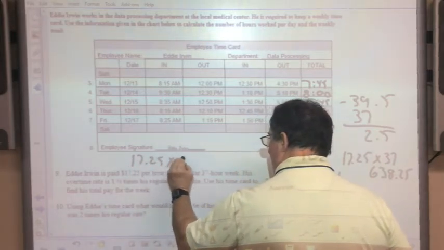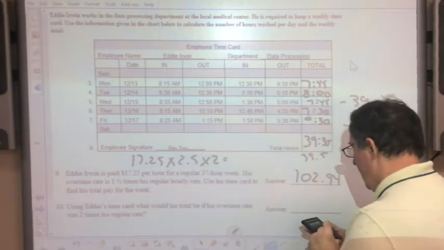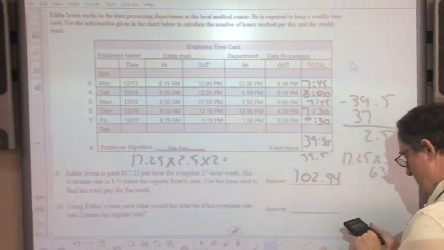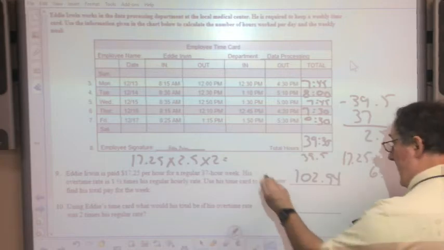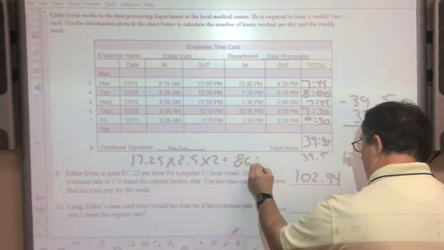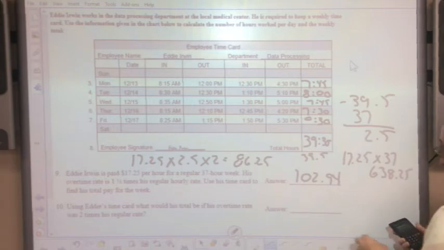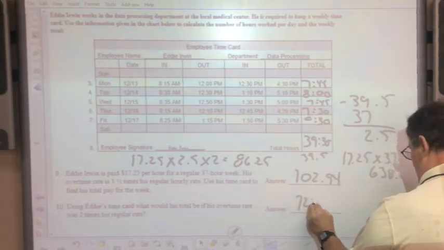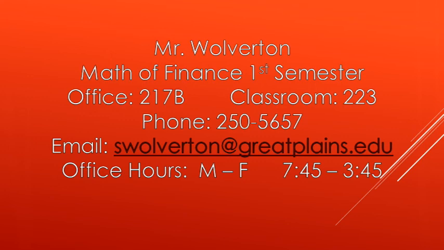Now that changes. The straight time pay stays the same. Again, the only difference in 9 and 10 is number 10 is double time, so you're going to change that to times 2. 2.5 hours at double time, so you multiply it out. 17.25 times 2.5 hours times double time, and you're going to get overtime is $86.25. You're going to add that to the straight time pay that we calculated originally, and the difference between the two is less than $25.